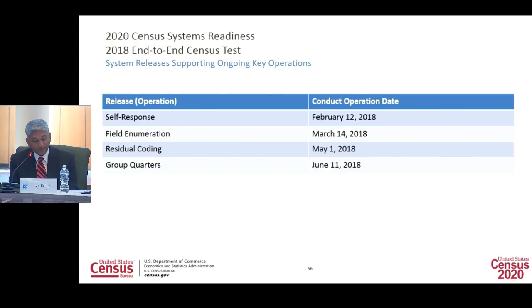The self-response and field enumeration sets of systems also supported coverage improvement, re-interview by phone and in field, and field verification aspects of the test. Residual coding, the third row as you see, is where responses that could not be auto-coded are identified and action taken to code them with intervention from subject matter experts. The capability requirements for residual coding were met as part of that release.